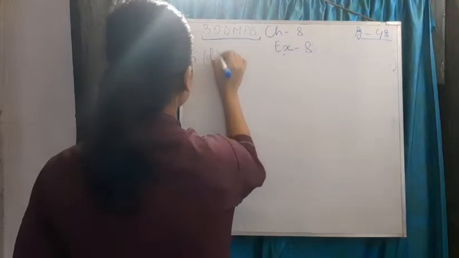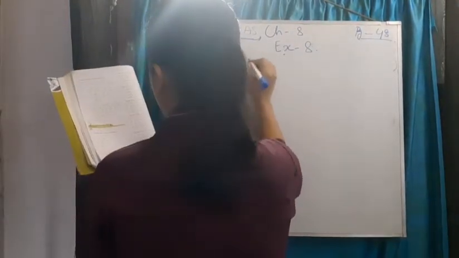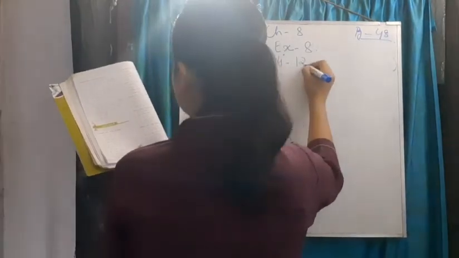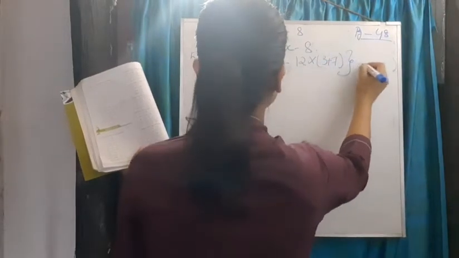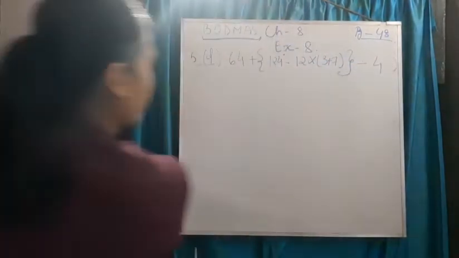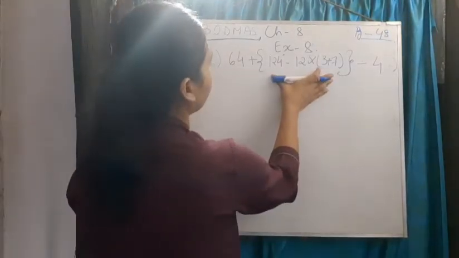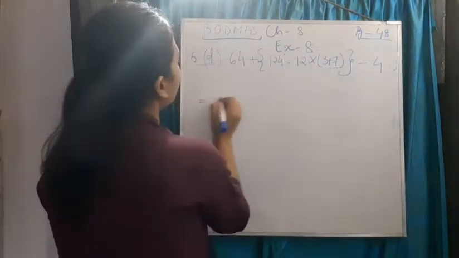So question number 5, D. So what is D? 64 plus 124 minus 12 into 3 plus 7 bracket close divided by 4. So first we will remove the bracket, right? This is the bracket. Again inside this bracket there is one more bracket. So first we will solve this.